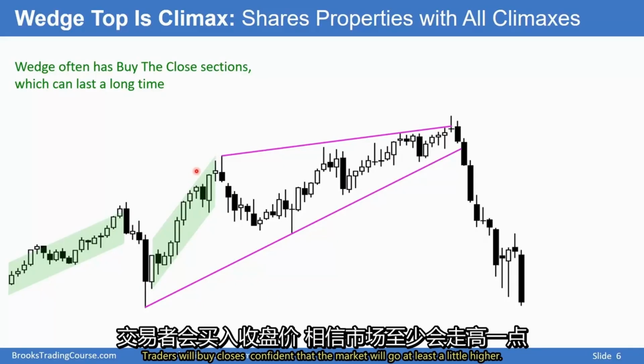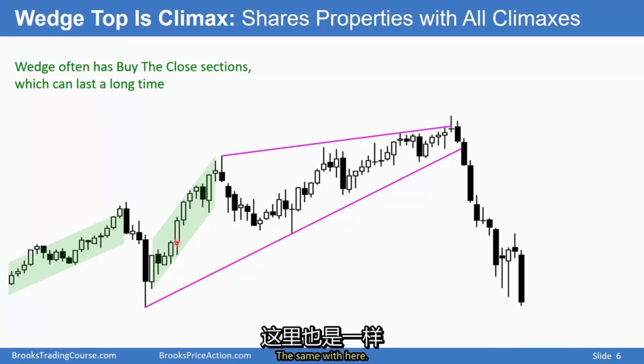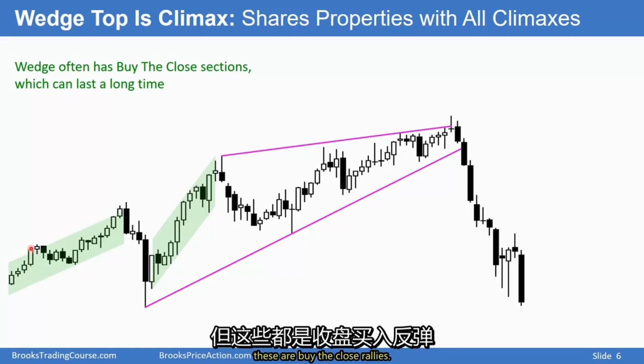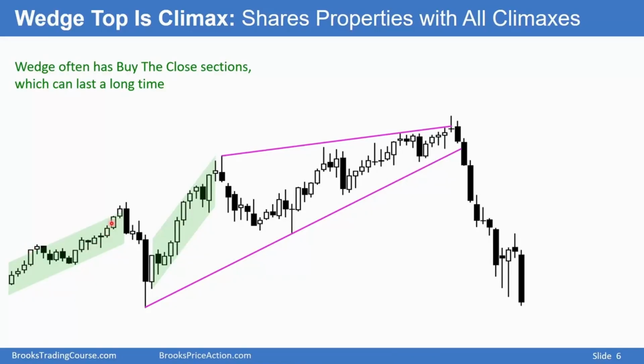The rallies within a wedge top are often strong enough to be a buy the close rally. Traders will buy closes, confident that the market will go at least a little higher. The same with here. It's a buy the close rally. And here as well, even though the bars are small through here, these are buy the close rallies.